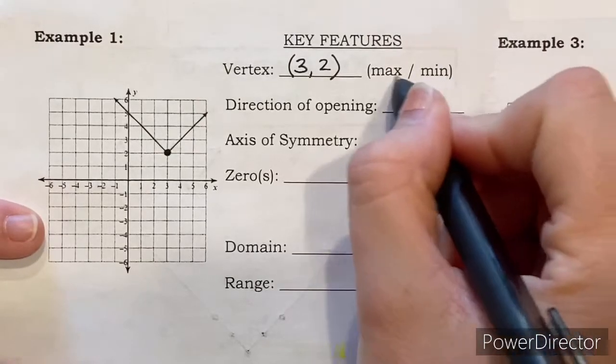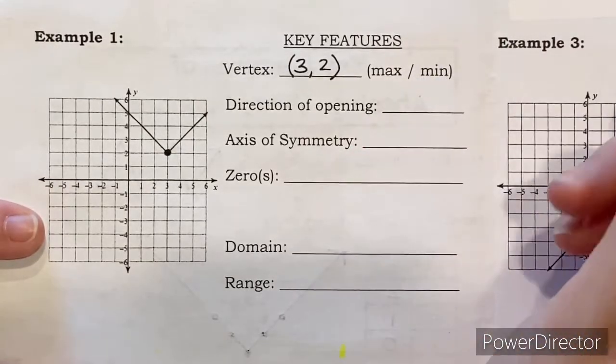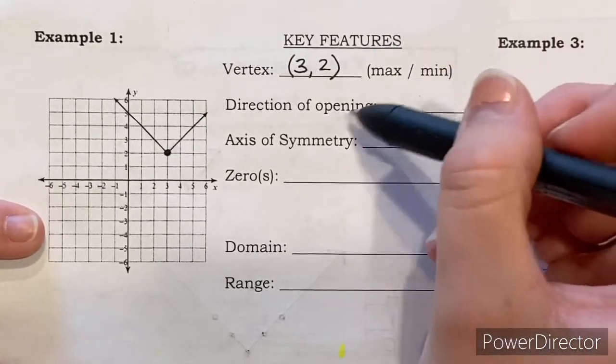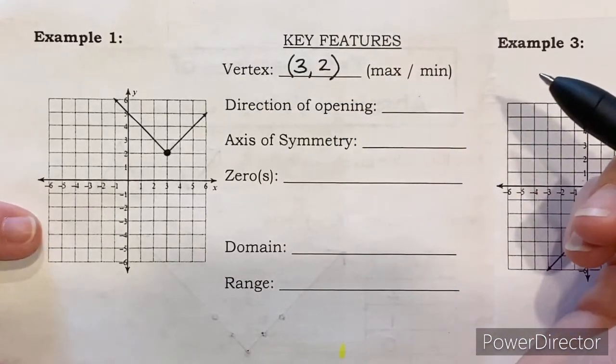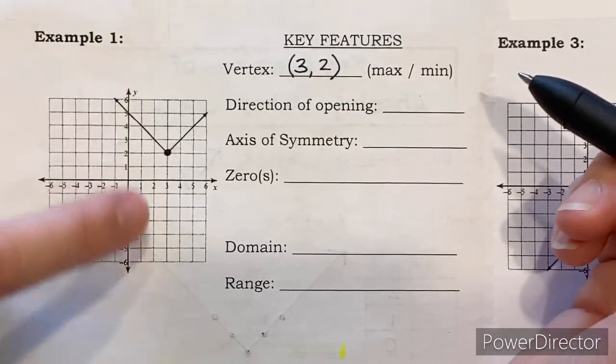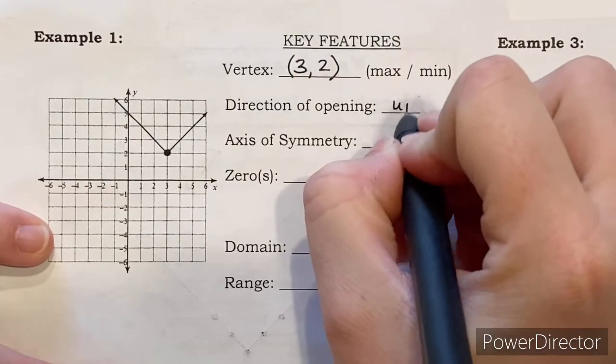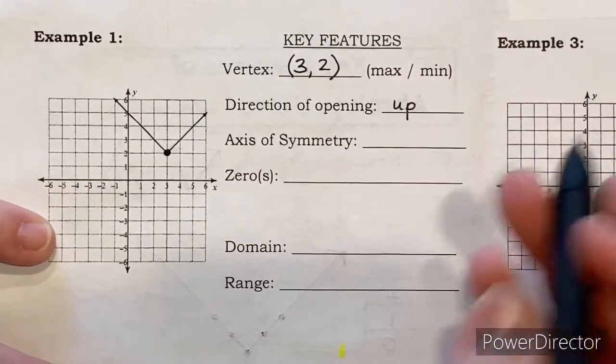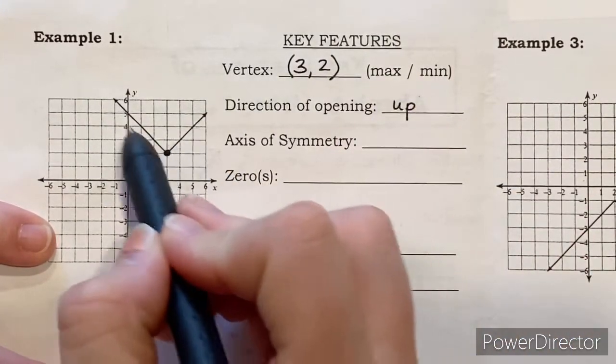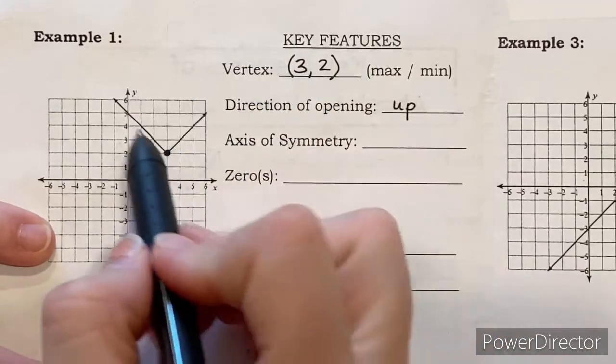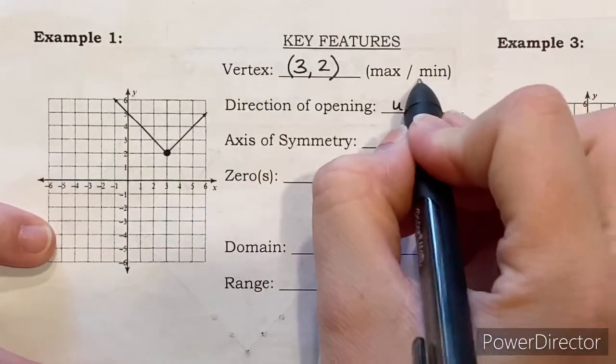So then I need to answer the question of maximum or minimum. And remember, this question ties directly into the direction of opening. This graph is opening up, which means that this vertex is at the bottom of the quote-unquote bowl. Remember, it's at the bottom of the bowl, so this is a minimum.